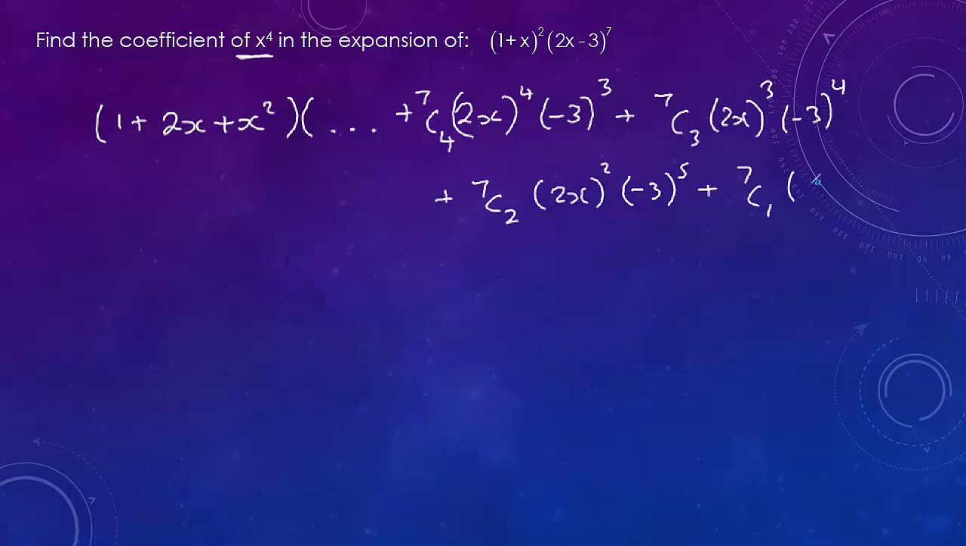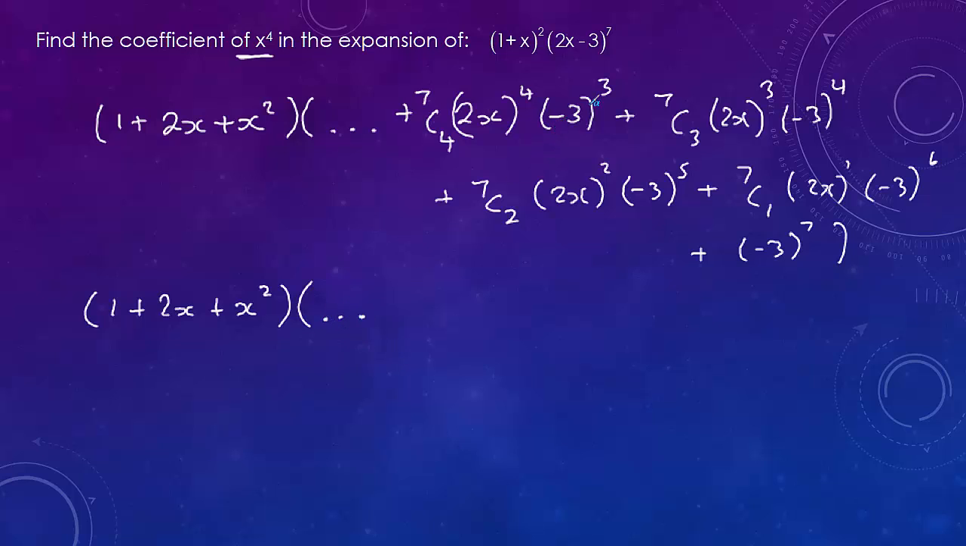7c1, 2x to the power 1, negative 3 to the 6, and finally at this end we'd have the negative 3 to the power 7. So we need to tidy all of that up. So we've got the 1 plus 2x plus x squared here, and then we need to tidy this lot up.